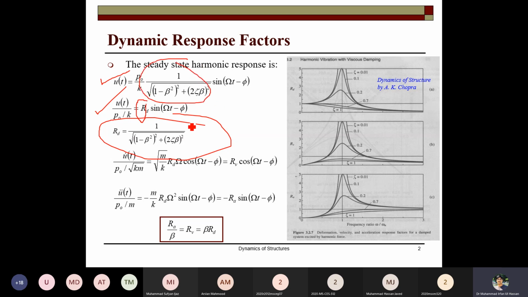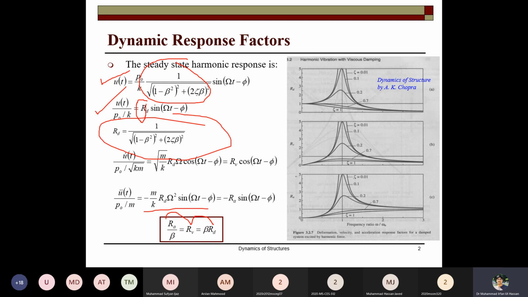the coefficient of that part. Similarly, the velocity response, when we divide by the velocity u naught t, the coefficient of this part is the velocity response, and the acceleration response factor is obtained by further differentiating this equation a second time, and this is the acceleration response of any system. So basically the displacement, velocity and acceleration are interlinked with each other in the case of this harmonic loading.